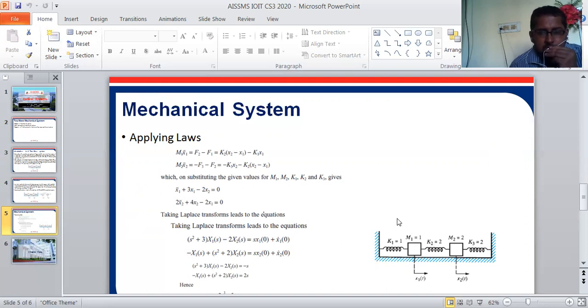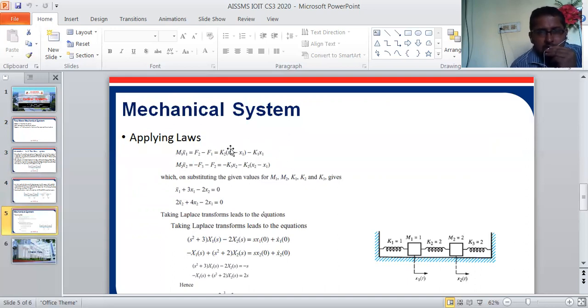So as per Newton's second law, whatever force is applied to that mass will give the governing equations. Here you can look at M1 X1 double dot is equal to F2 minus F1, and this value will be K2 (X2 minus X1) minus K1 X1. Similarly, for the second mass, M2 X2 double dot is equal to minus F3 minus F2. So these are the two relationships.